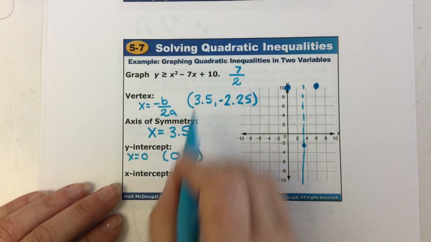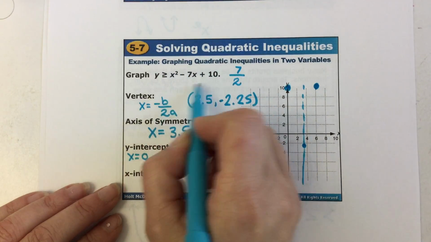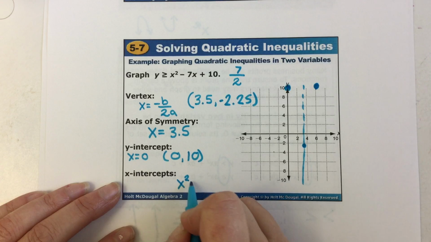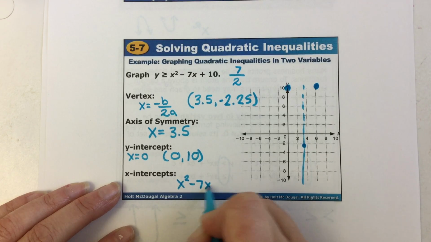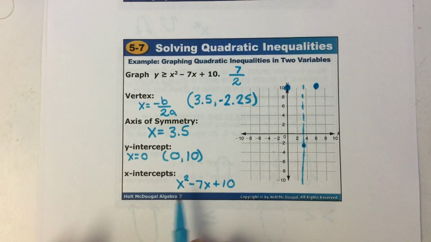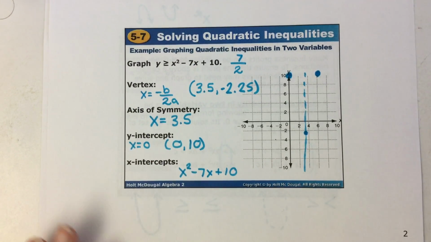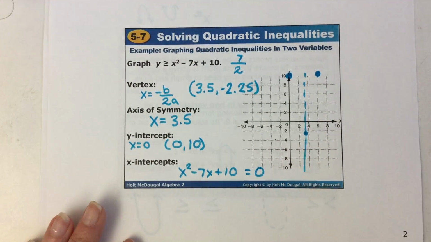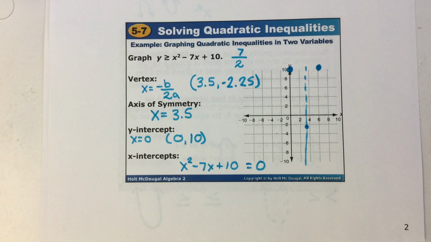To find the x-intercepts, you set this equal to 0. So x squared minus 7x plus 10. It's a power of 2, so we have to find the zeros using one of the techniques we've covered in this chapter. You may factor, you might do the quadratic formula, or you could complete the square.